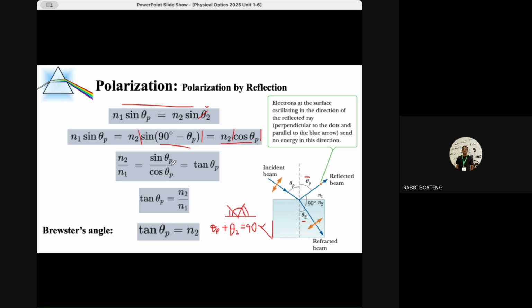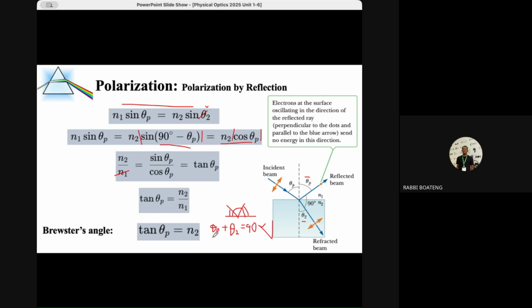Is that okay? So if we make n2 over n1 the subject, we are going to get sine theta p over cos theta p, which is the same as tan theta p. And here, because we are traveling from air to a medium that is dense, the effective index of air here becomes 1. So we can ignore the n1. And of course, if that's the case, we are just going to get straight away n2 equals tan theta p.